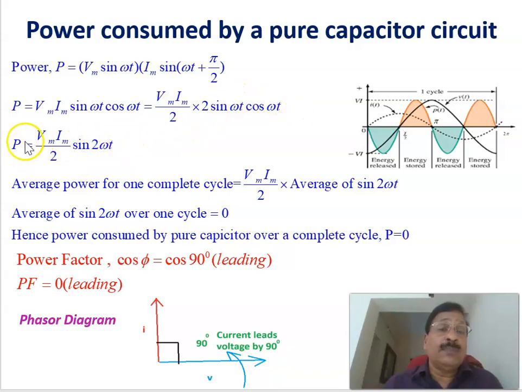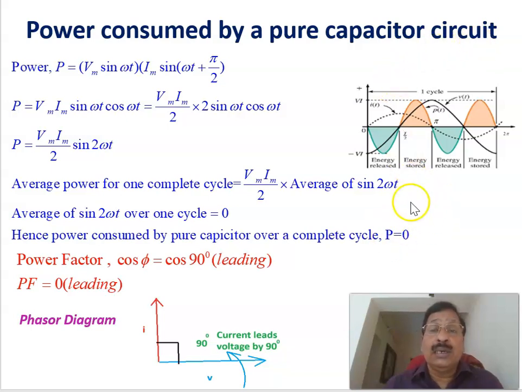Therefore, the equation for the power is Vm Im divided by 2 into sin 2 omega t. Now, the average power can be calculated from this: Vm Im divided by 2 times the average value of sin 2 omega t. The average value of sin 2 omega t is equal to 0. Substituting that, we get the average power over one complete cycle equal to Vm Im by 2 into 0, or the power consumed by the pure capacitor over one complete cycle equal to 0.